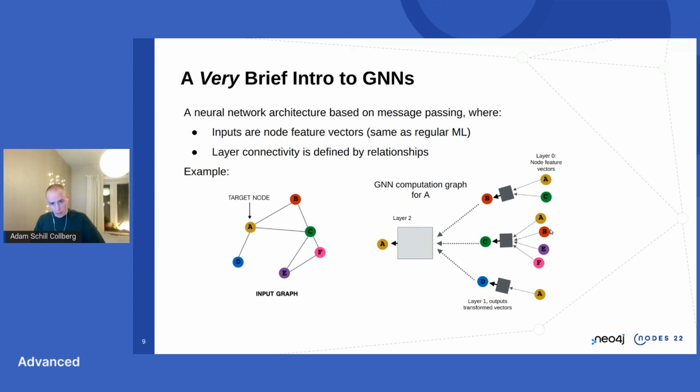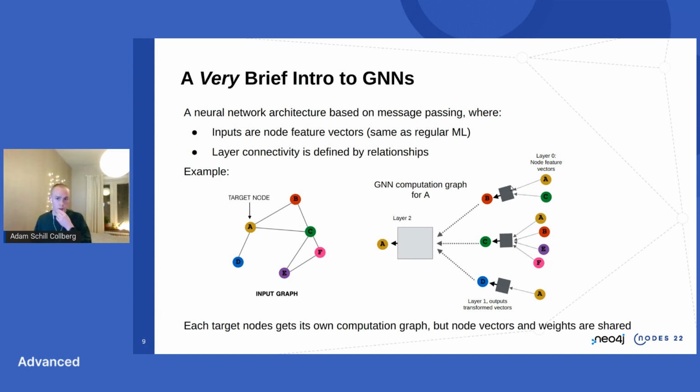And so the same goes for B at the top here. The inputs to B are C and A, and that's what B is connected to in the input graph as well. And then on these layers here, there will be some computation. We'll talk about that momentarily. What's to note here also is that this is actually just a computation graph for the node A, but there will be a similar one for every node in the graph, but they will reuse node vectors and weights. All right, so that's a GNN on a high level.